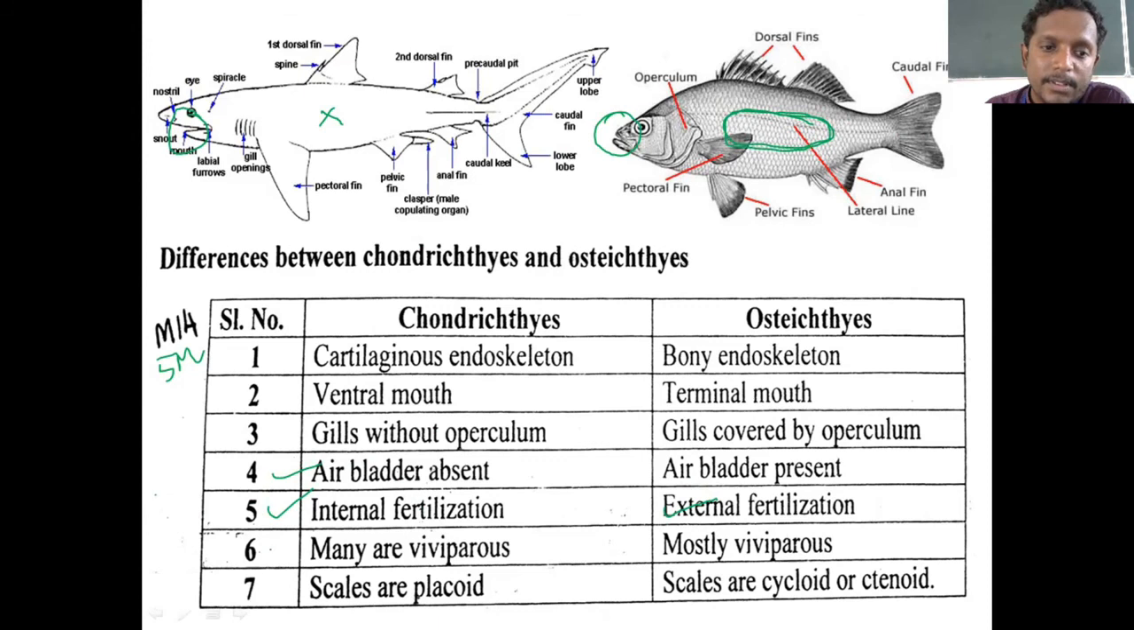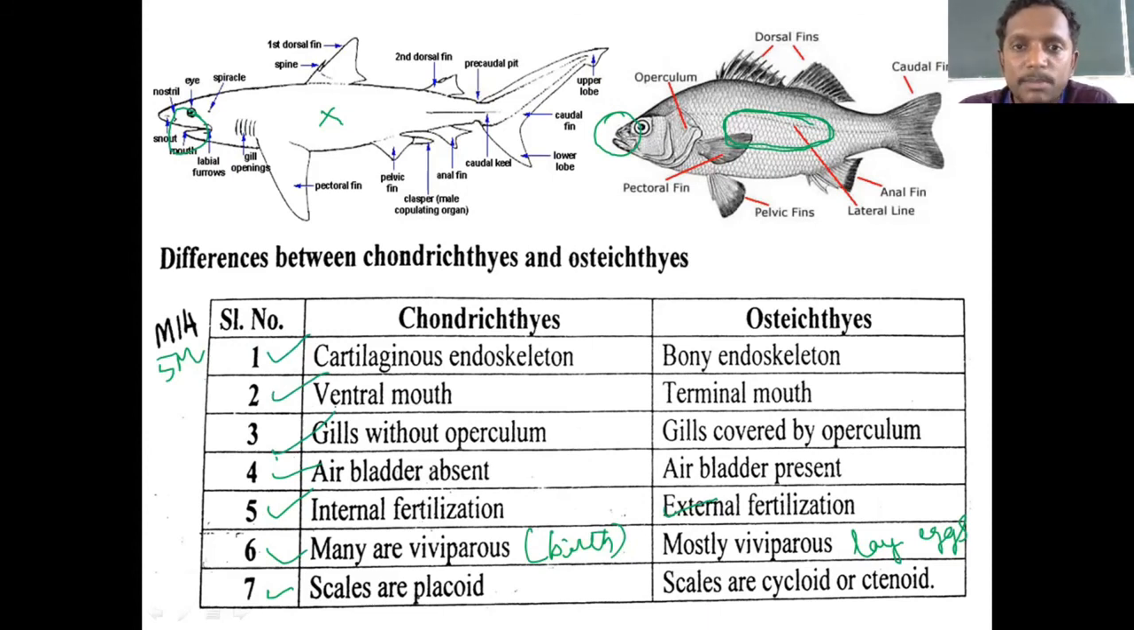So sixth point, many are viviparous. They give birth to young ones. Now here what happens? Mostly oviparous, so they lay eggs. And now next point, the last point, scales are placoid or placoid scales are present. Here cycloid or ctenoid scales are present. I showed you the scales image also, but diagram is not required. This is a very important question even from the examination point of view. Believe me, points are very easy. Only thing is you have to go through.